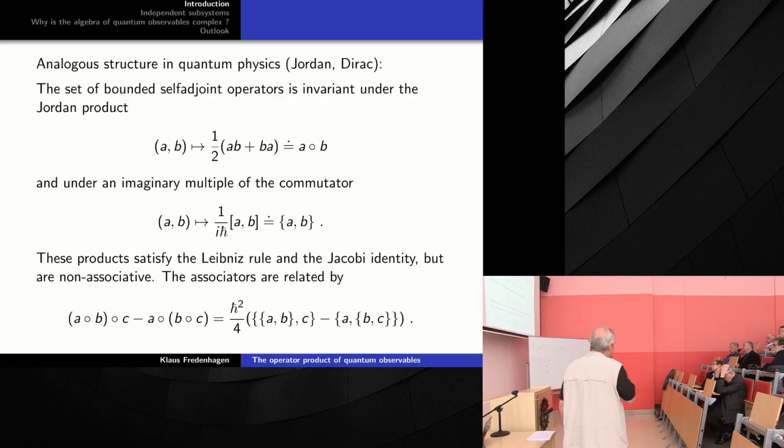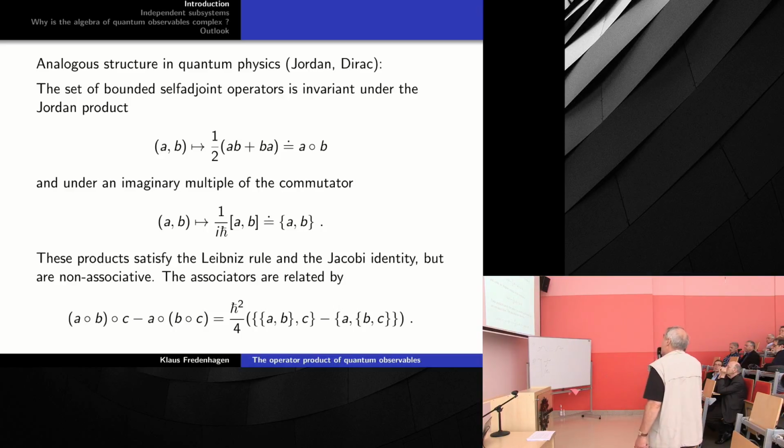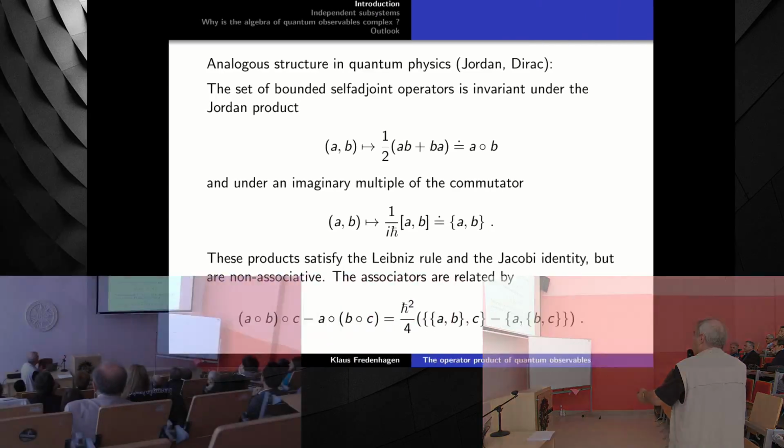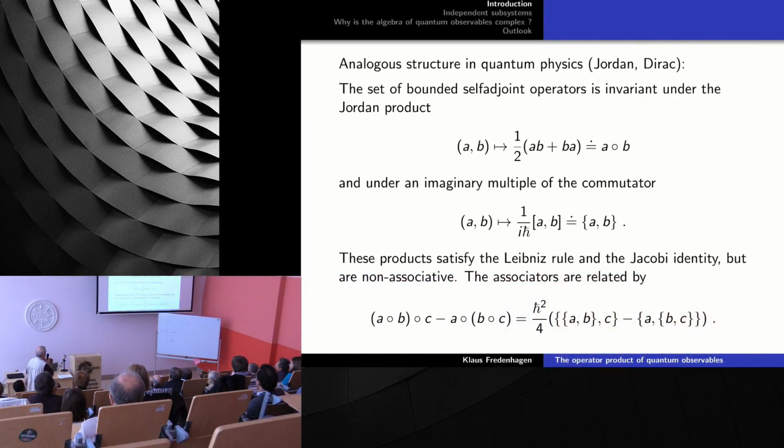Now there is also a second operation which produces self-adjoint operators from two self-adjoint operators. Namely, this is the commutator divided by the imaginary unit. I also added this h bar, but this is just a usual convention. So this gives an anti-symmetric product, and also this anti-symmetric product satisfies the Leibniz rule, and it satisfies the Jacobi identity.